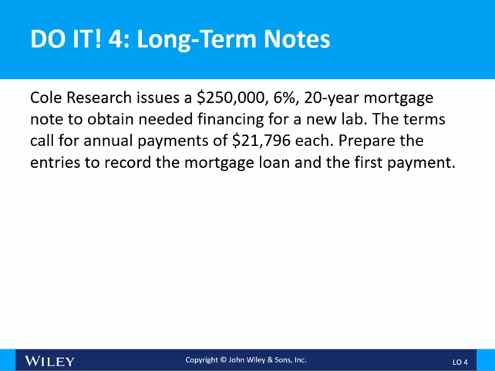So let's look at long-term notes. So another mortgage example. Cole Research issues a $250,000, 6%, 20-year mortgage note to obtain needed financing for a new lab. The terms called for annual payments of $21,796 each. Prepare the entries to record the mortgage loan and the first payment.